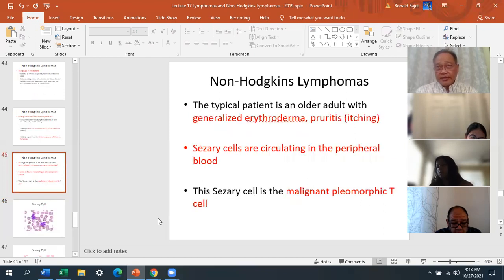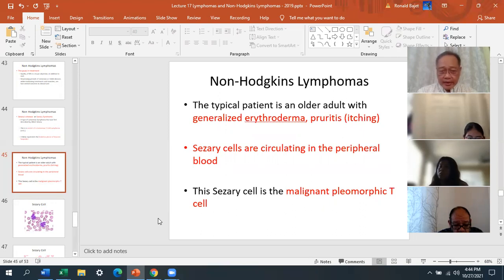And there's a specific way the cells look. The typical patient is an older patient with generalized erythroderma, pruritus, or itching. Okay, so this again is the Mycosis Fungoides. You still get the erythroderma and the pruritus and itching. So that's the Mycosis Fungoides phase of it. The Sézary cells are circulating in the peripheral blood because now the Mycosis Fungoides has affected the internal organs underneath the cutaneous portion of the lymphoma. Now it has become invasive, and you've got Sézary cells circulating in your peripheral blood.